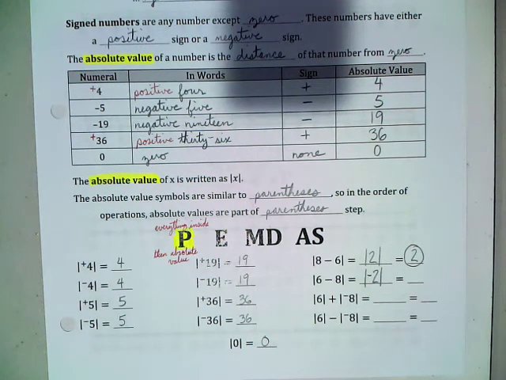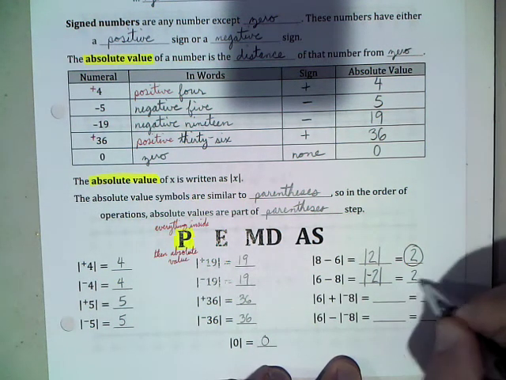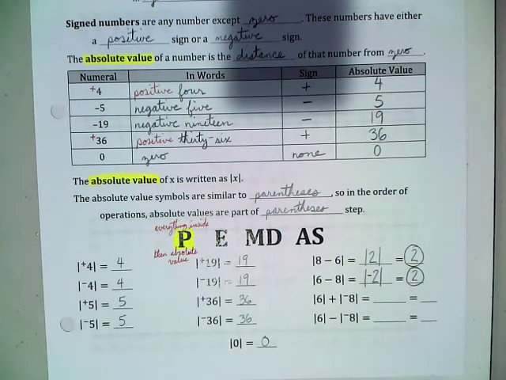Well, how far away is a negative 2 from 0? It's 2 away.